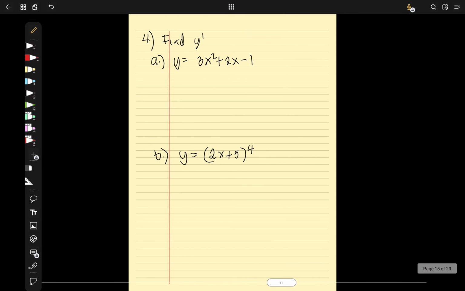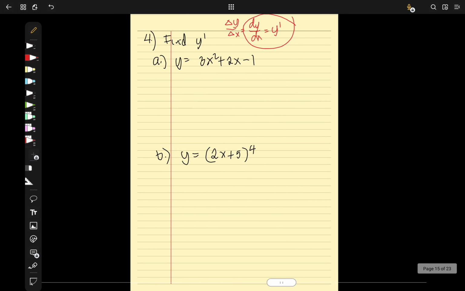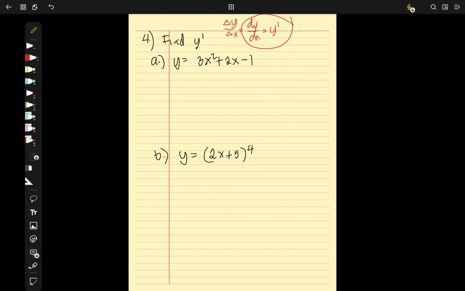Now, let's try number 4. So I have here the question, find y prime. If you can still remember, sa steps natin in finding the derivative from delta y over delta x, we express this as dy over dx, or it can be expressed as y prime. Kung may makita nyo dyan sa dalawa na yan, they are just the same. Kumpara dito sa number 1, 2, 3 natin, wala naman kayo nakitang y dyan, but for number 4, meron na kayo makitang y. But wala namang nagbago dyan. The same lang din siya.